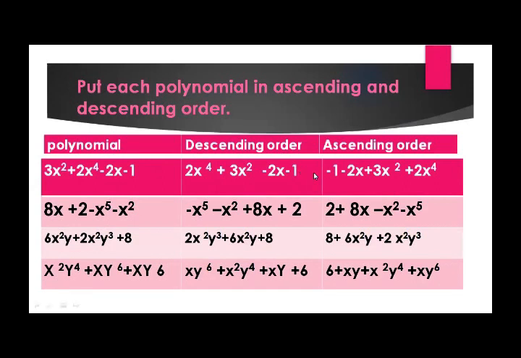The lowest one is the minus 1. Then write minus 2x, then plus 3x squared, then plus 2x^4. In the second polynomial, again we have 8x plus 2 plus minus 5x^5 minus x squared.